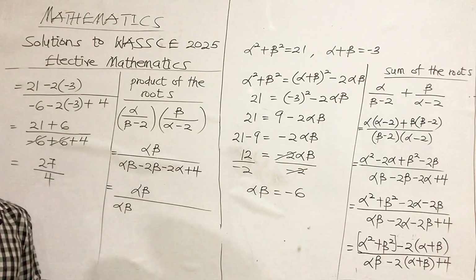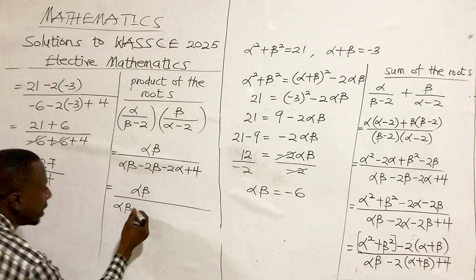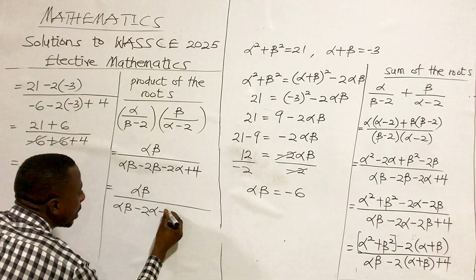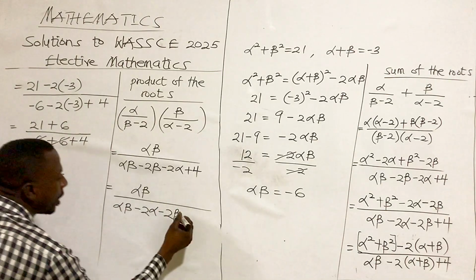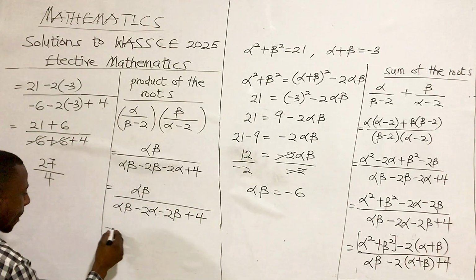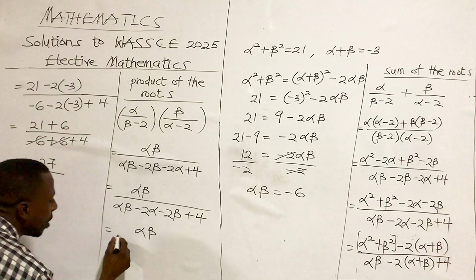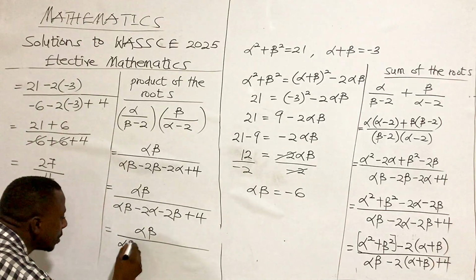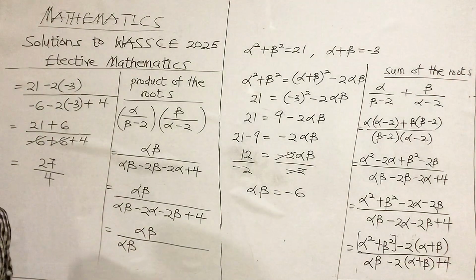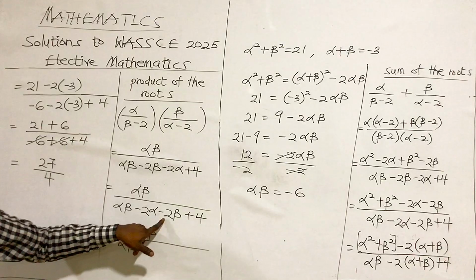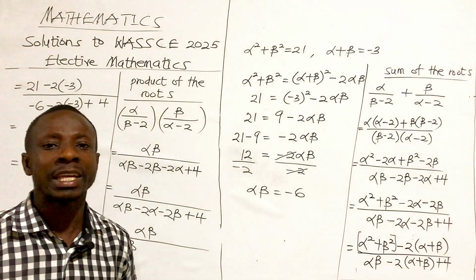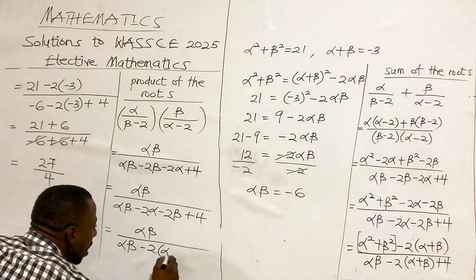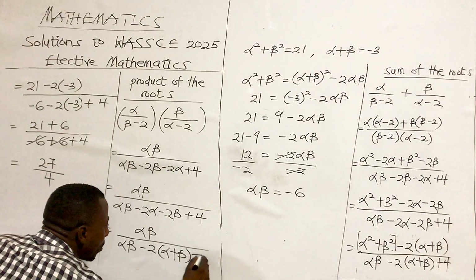Then from here, we can rearrange to get minus 2 alpha, which is here, then minus 2 beta, which is also here, plus 4. So we have alpha beta all over alpha beta, then we see that there is negative 2, another negative 2. So we can factor negative 2 out. So we have minus 2 into bracket alpha plus beta, plus 4.